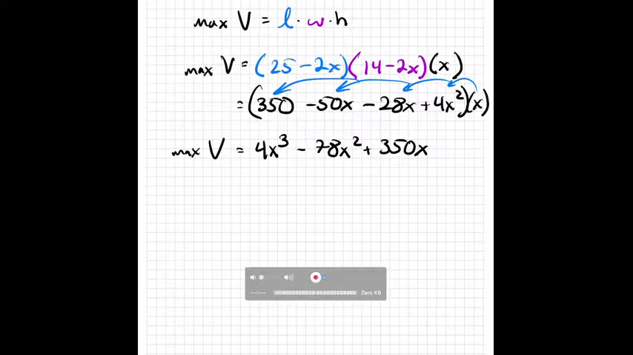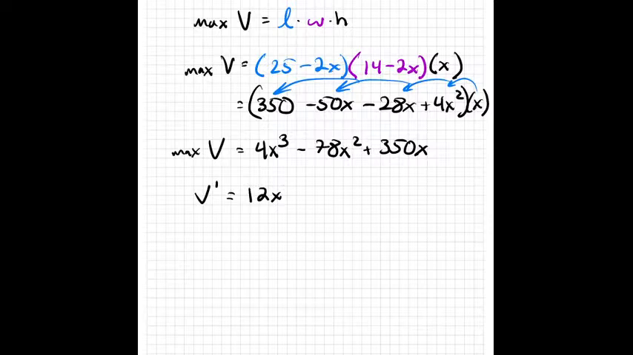So now if we want to maximize it, we want to look at the first derivative, and the max is going to occur, if it exists, where the first derivative is either 0 or undefined. I probably should be identifying the domain, but I'm just going to let that be. It should be positive because we're dealing with distances, right? So then V prime, if we take the derivative, we get 12x squared minus 156x, and then plus 350. Okay, we want to set it to 0 and solve.